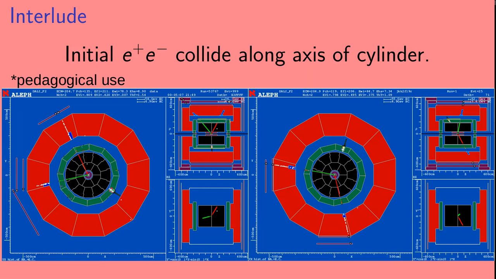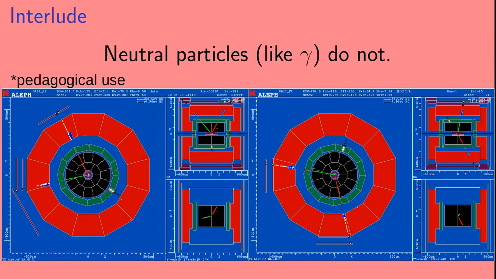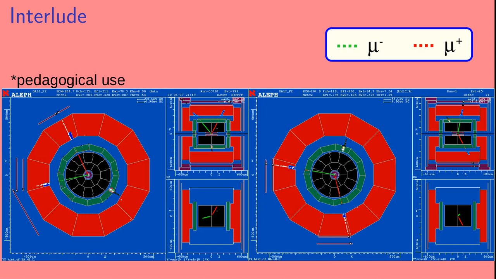The initial E plus E minus pair collide along the axis of the cylinder. So the incoming electron and positron beams would be pointing into and out of the screen, in the middle of the round images. Okay, so charged particles, like muons and antimuons, leave tracks in the detector. On the other hand, neutral particles, like the photon, do not. If you look closely, you can see in each event a green track and a red track. The green track is made by the mu minus, and the red track is made by the mu plus.